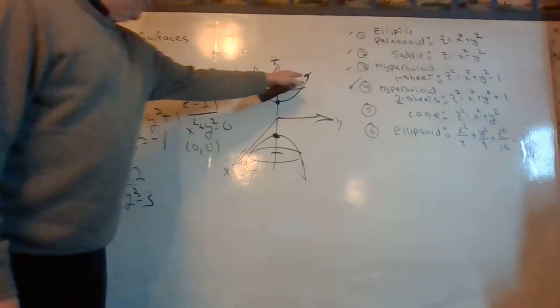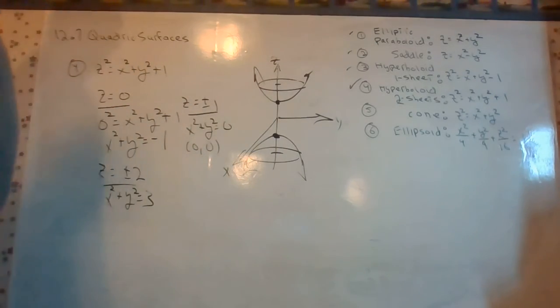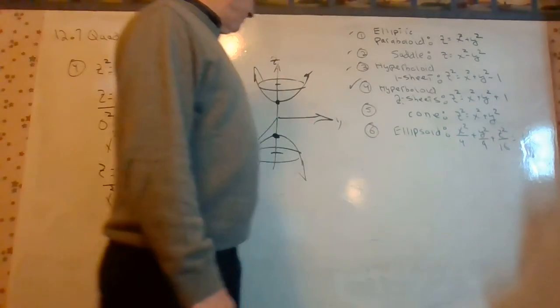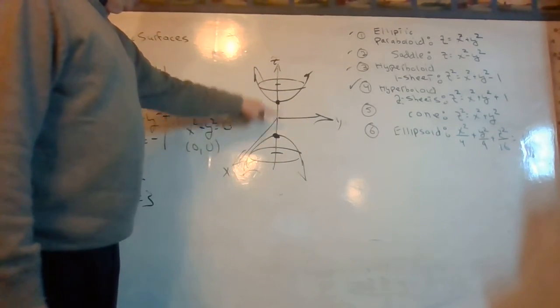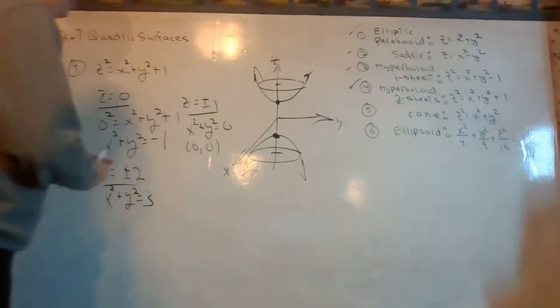These again are hyperbolas. That's a hyperbola right there. But it's easier to draw out with circles. And that's where the two sheets comes from. Two separate parts. It's a disconnected surface.